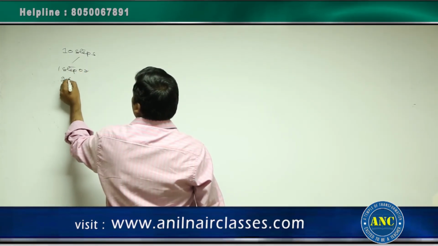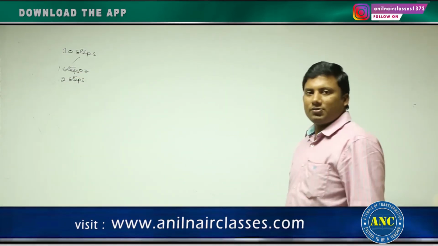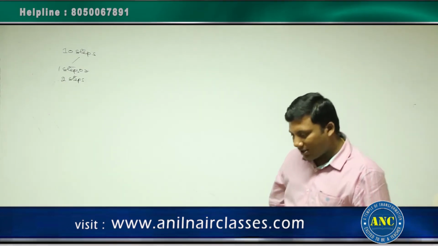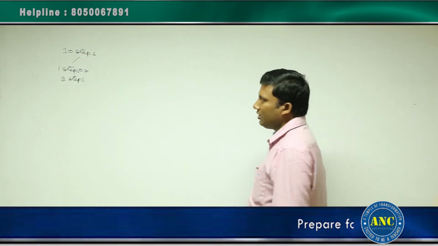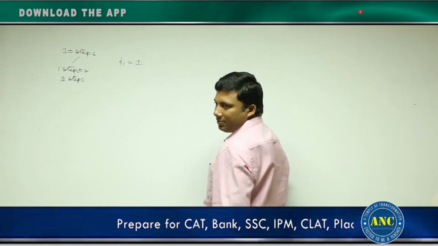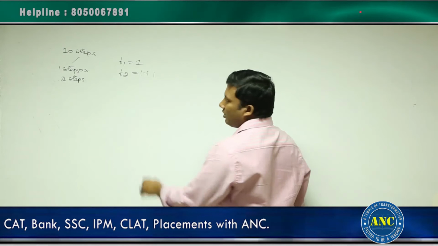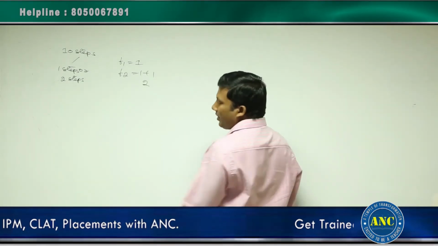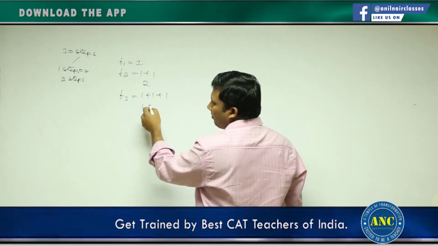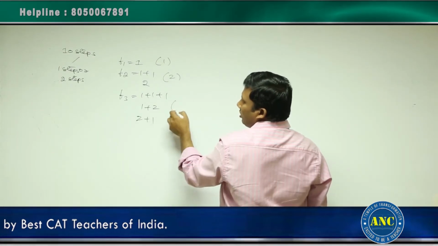1 step or 2 steps? His minimum distance is 1 step, maximum distance is 2 steps. Now see, a person can take 1 step only in 1 way. A person can take 2 steps in 2 ways, 1 plus 1, or by using 2. 3 steps means 1 plus 1 plus 1, or 1 plus 2, or 2 plus 1. That means this is 1, this is 2, this is 3.